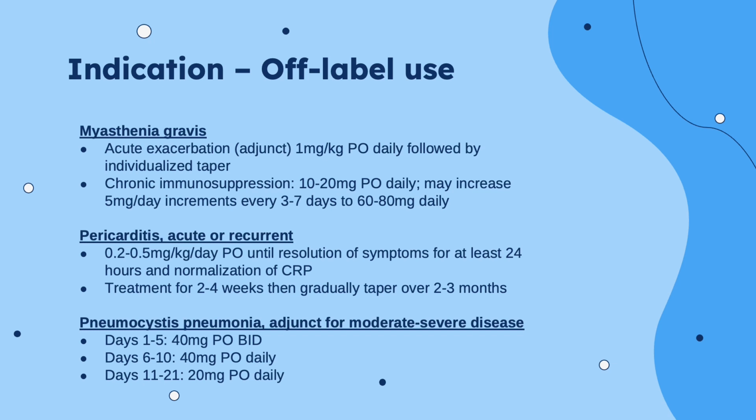Chronic immunosuppression is orally dosed 10 to 20 milligrams once daily and may increase by increments of milligrams a day every 3 to 7 days to a target dose of 60 to 80 milligrams daily, followed by a taper period. For pericarditis, acute or recurrent, it is orally dosed 0.2 to 0.5 mg per kg per day until resolution of symptoms for at least 24 hours and normalization of inflammatory biomarkers such as CRP. The initial dose is typically continued for 2 to 4 weeks, then gradually tapered over 2 to 3 months.